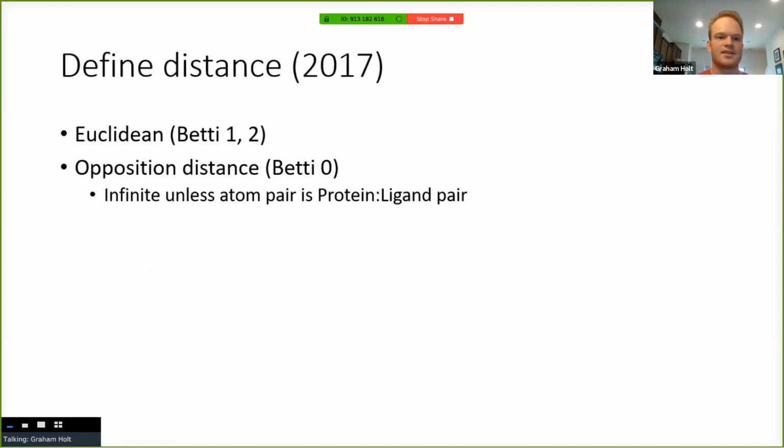Okay, so the second step is how they define the distance. For the Betty 1 and 2 barcodes, they just use straight Euclidean distance. And then for the Betty 0 interactions, and this was how they ensured that they only looked at protein ligand or mutant rest of the protein pairs, they just set the distance to infinite unless the atom pair was a protein ligand pair or mutation rest of the protein pair. And one of the reasons that I mention this is that they'll explore different distance metrics in the 2018 paper.